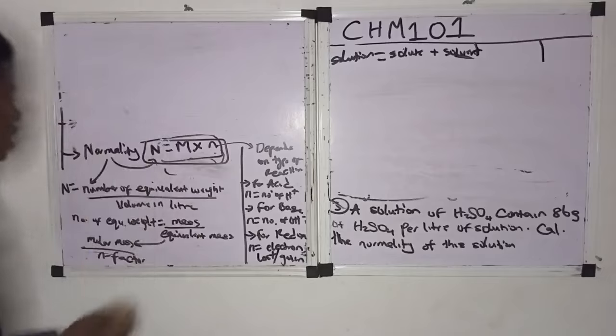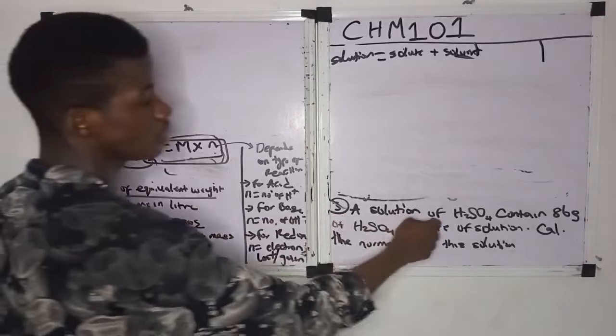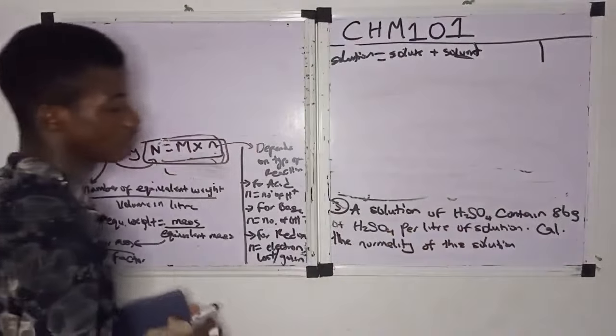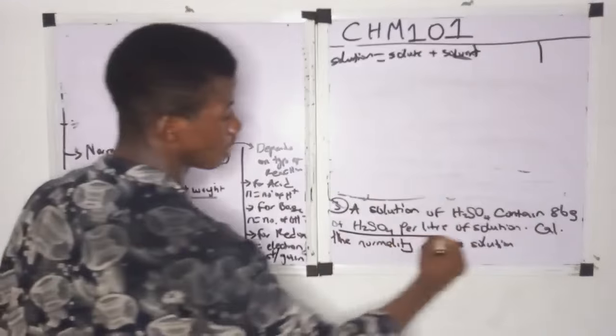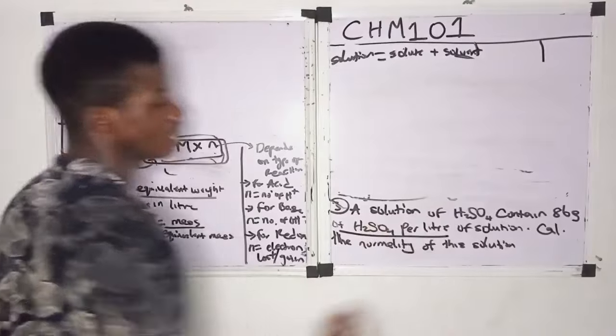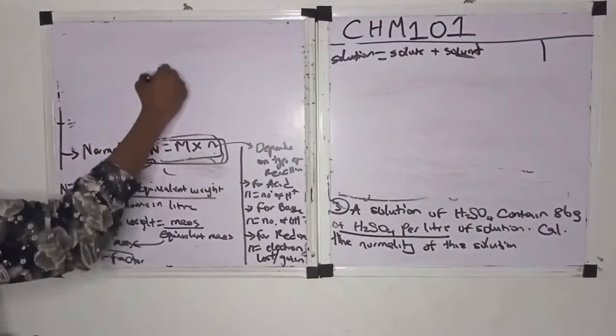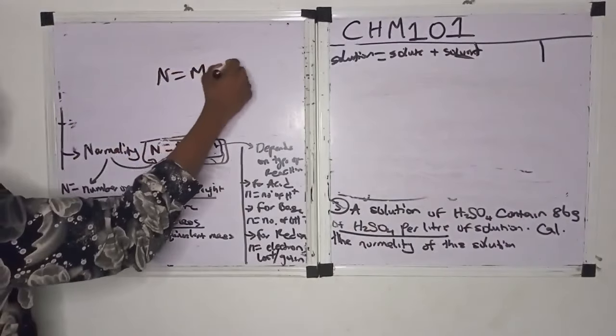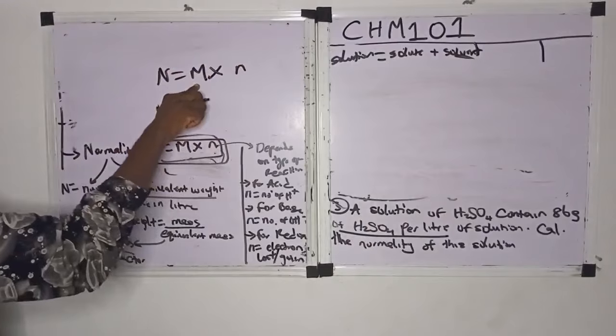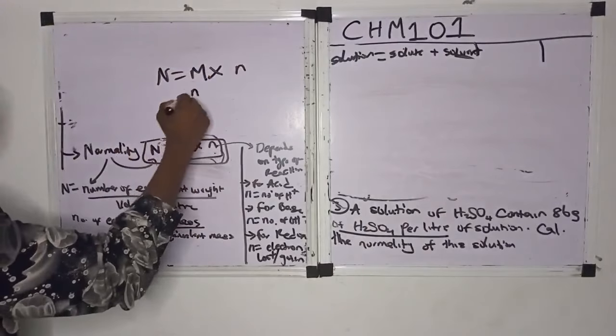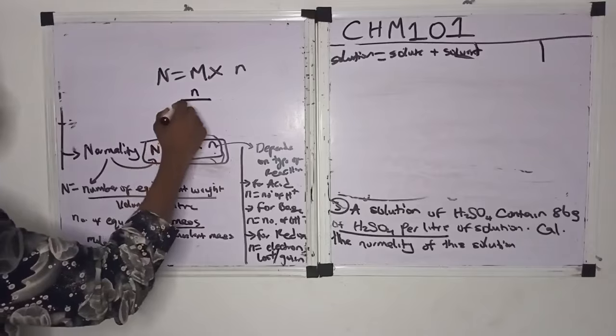Normality. Okay. Now, what is normality? They say a solution of H2SO4 contains 86 grams of H2SO4 per liter of solution. Calculate the normality of this solution. It's very easy. Normality is equal to what? Molarity times n. Now, what is molarity? We know that molarity is equal to the number of moles of solute divided by what?